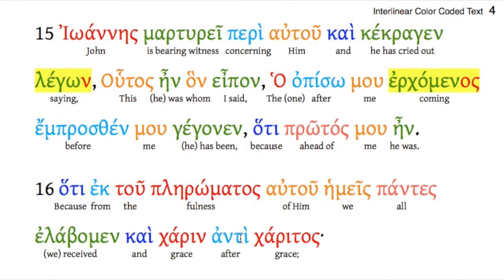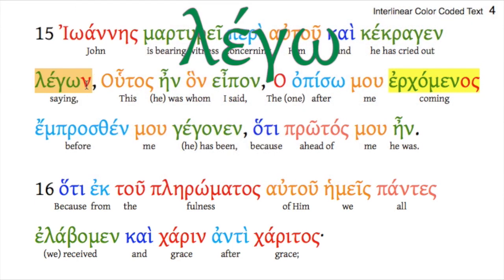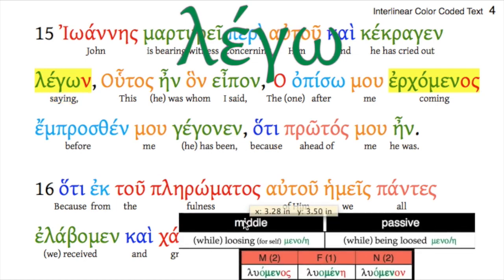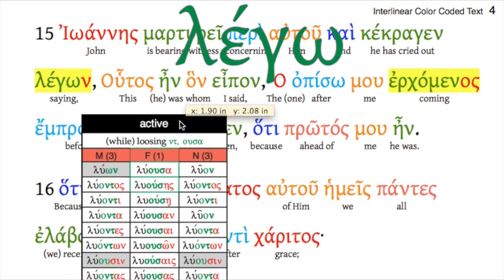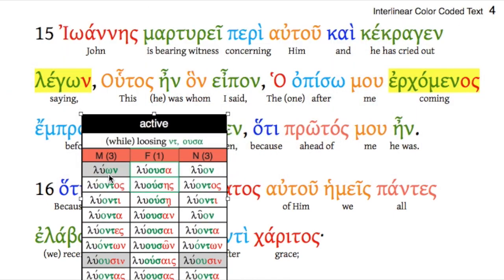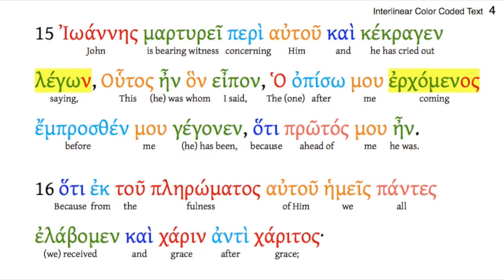Then in verse 15, look at this. John is bearing witness peri autou, concerning him, kai kekragen. He has cried out, saying, there it is, legon. That's our old familiar ending in the active. Remember that? Omega nu, legon. So he's cried out, saying, and in this case, no article. So it's describing the crying out.